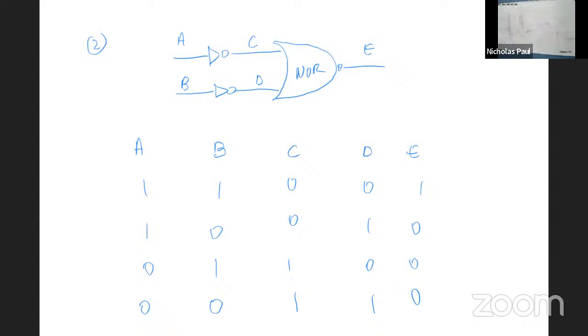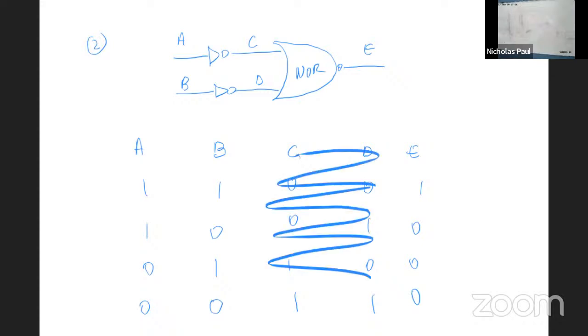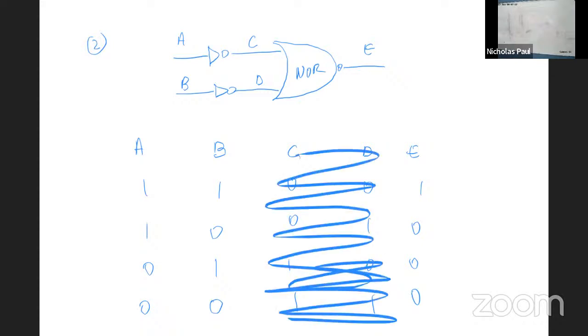Wrong. NAND gate, yes. Correct. Ignore this. Ignore that. Look at the input and look at the output. What gate looks like that? AND gate. Does it not? AND gate.